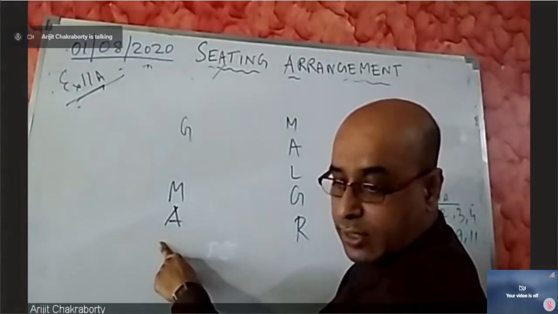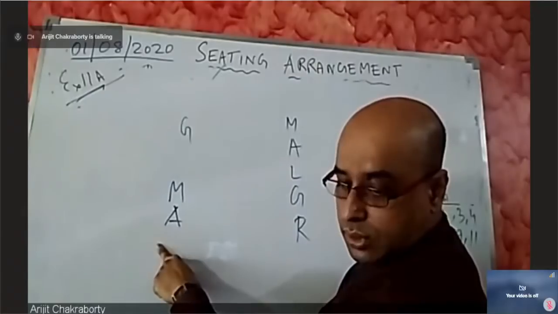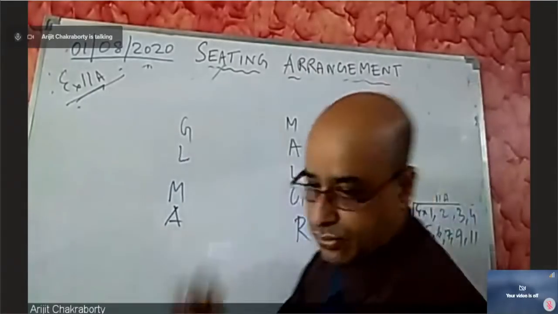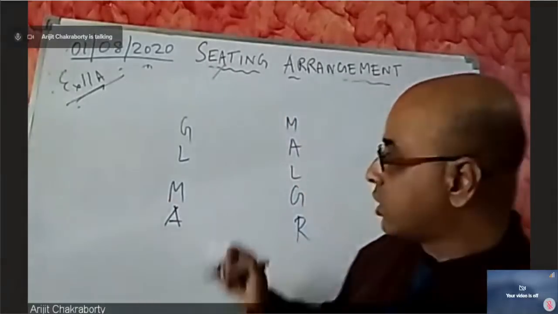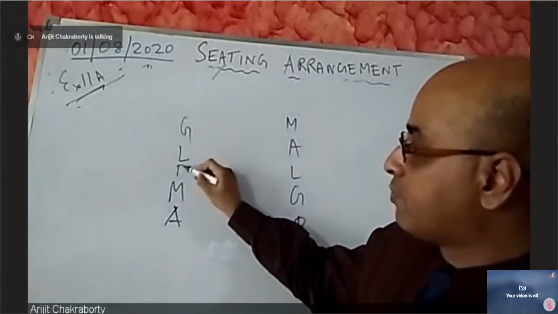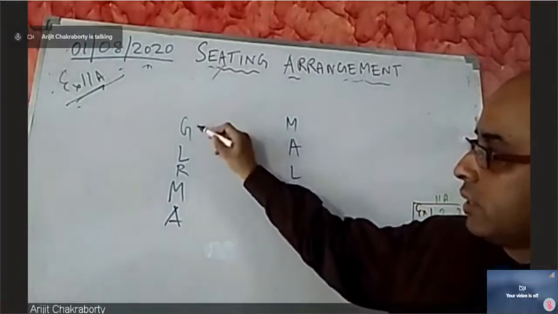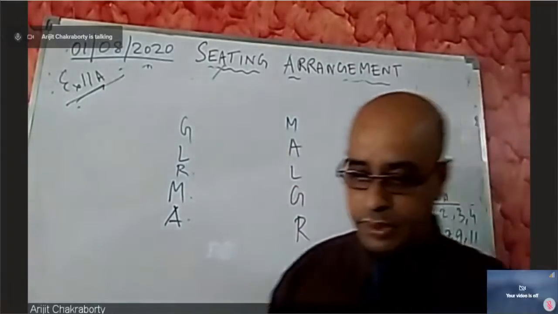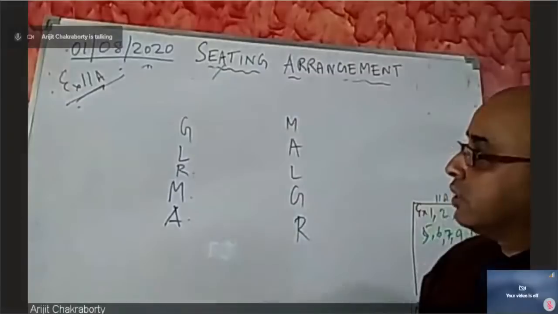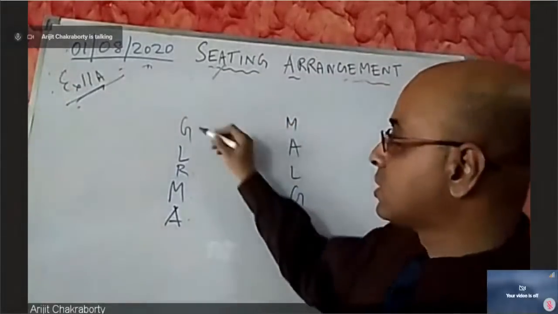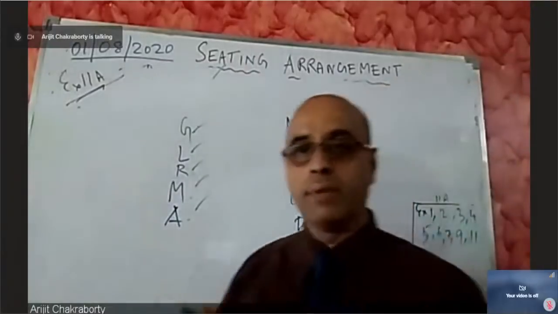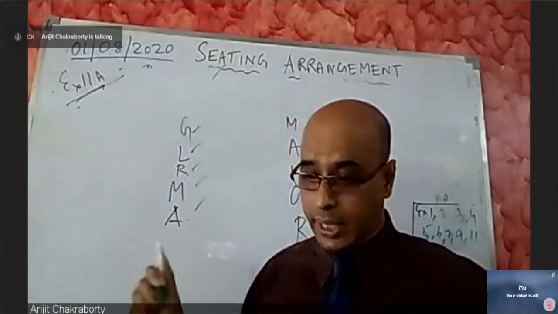Lokesh lives in a flat below Mr. Gaurav also. So Lokesh lives below Gaurav. And Rakesh lives in a flat below Lokesh. So the order is GLRMA. Once again, let us see whether we have got 5 places: 1, 2, 3, 4, 5. 5 persons. Let us see whether the order is correct.